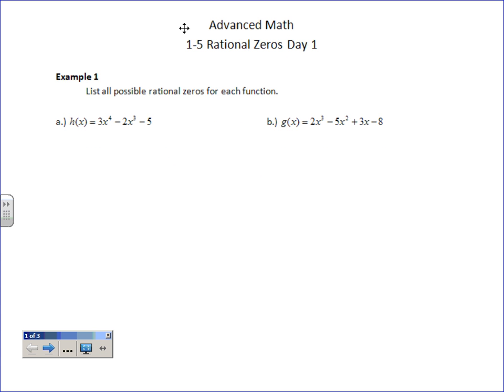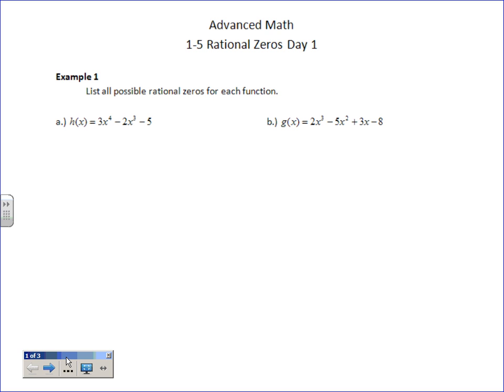Okay, day one of 1-5. We're going to start by talking about just kind of rational zeros for now. Remember, the word rational basically means it can be written as a fraction. So a rational zero, for example, could be the number 2. I could write 2 as a fraction. It's 2 over 1. Or even 1/3. That would count because 1/3 obviously is a fraction, right?